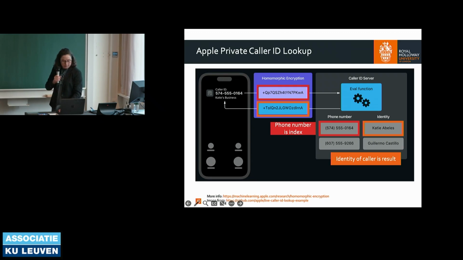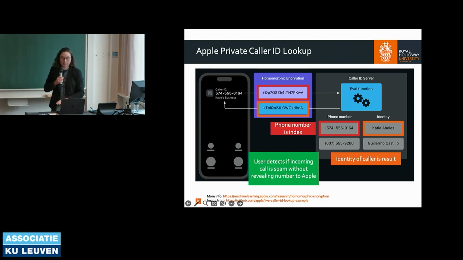And this encryption is sent back to the phone. Then you see Katie's business on the left-hand side on the phone screen. So the phone is able to tell the user, oh yeah, this number is Katie. So it's not spam. It's this person Katie, who has a particular business. The idea is that people can detect if they have incoming spam, but they don't have to share the identity of who's calling them at that particular moment with the database.